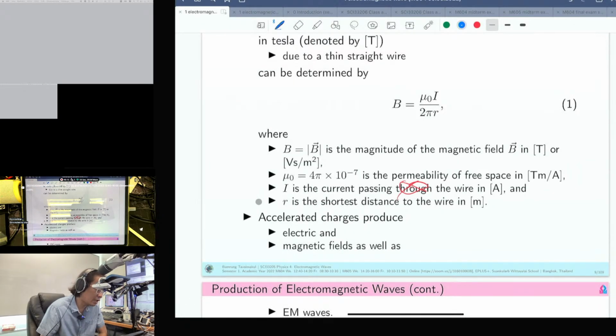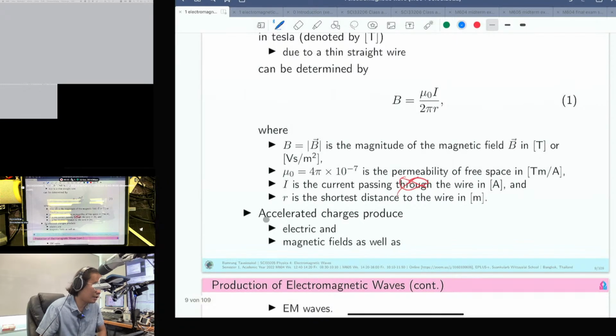In physics, in the whole year for our physics, we will use the meter as the unit for any distance. In this subject, it's not the same as in chemistry or in other subjects. The SI unit for the distance is meter.